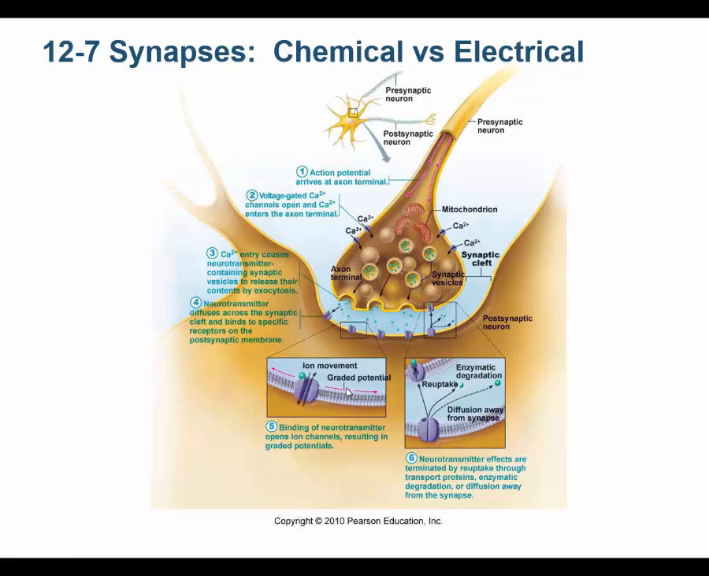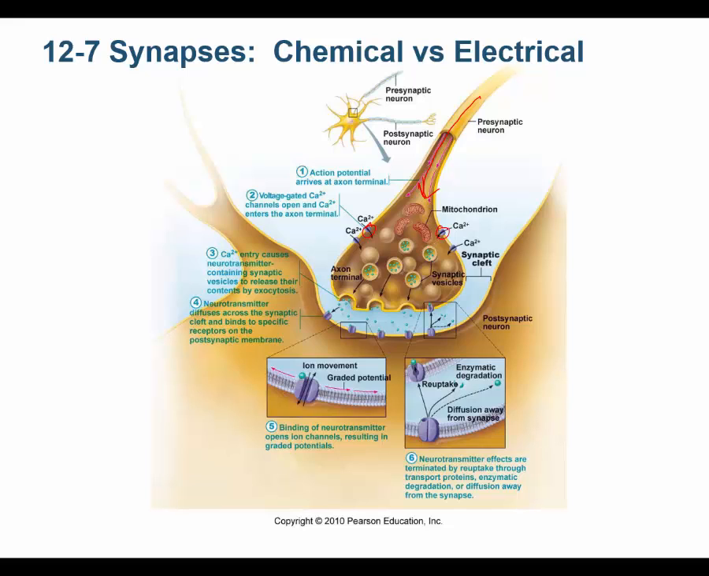Now let me talk about this chemical conduction, this chemical synapse. Here's what happens. My nerve impulse is coming down my presynaptic neuron. It's called the presynaptic neuron because it's before the synapse. When this depolarization wave hits these voltage-gated calcium channels right here, the calcium channels open and calcium rushes in.